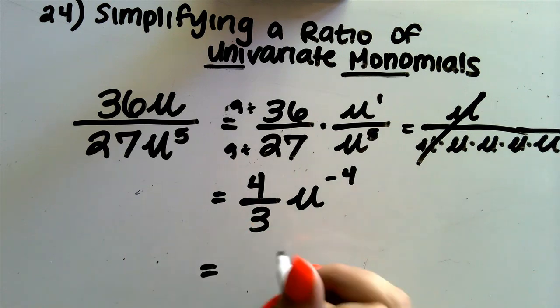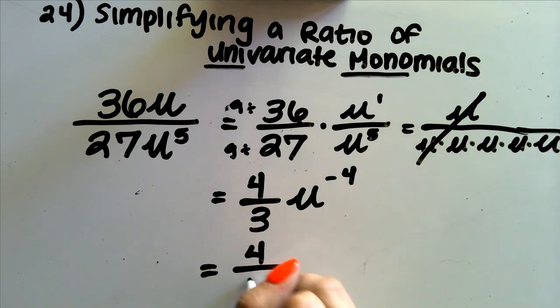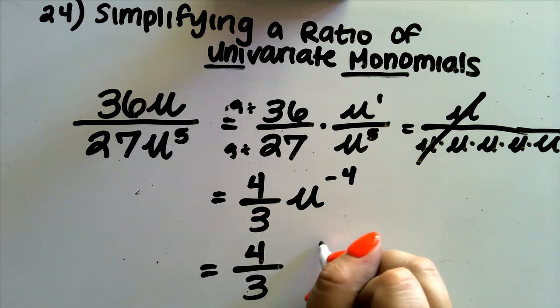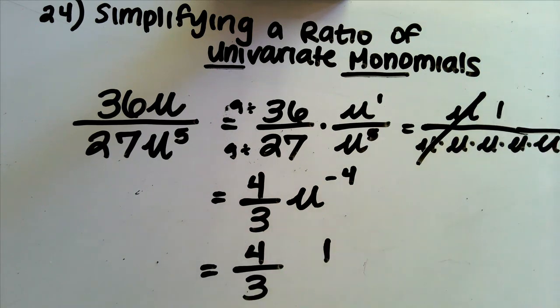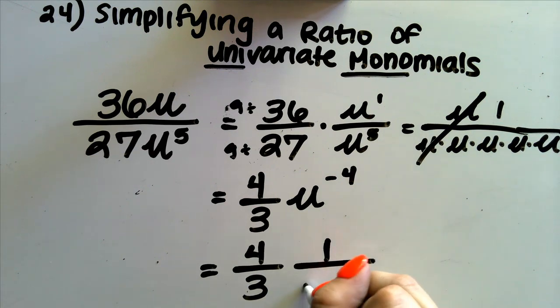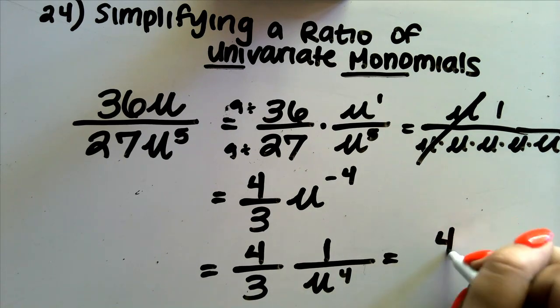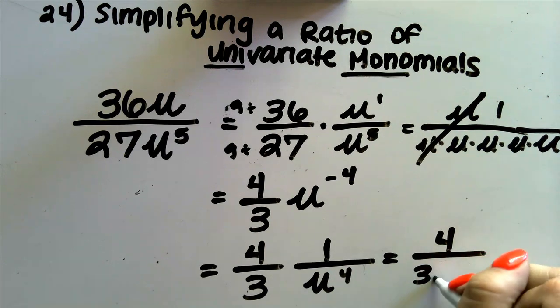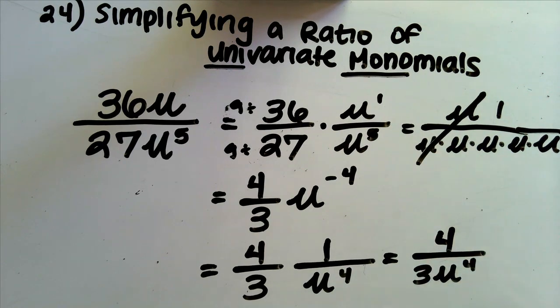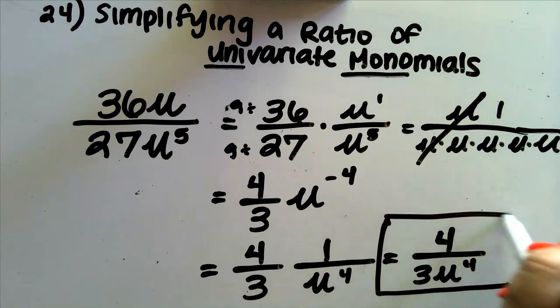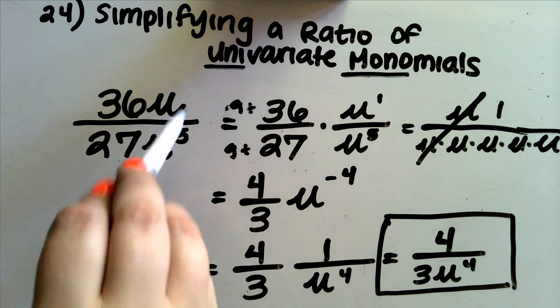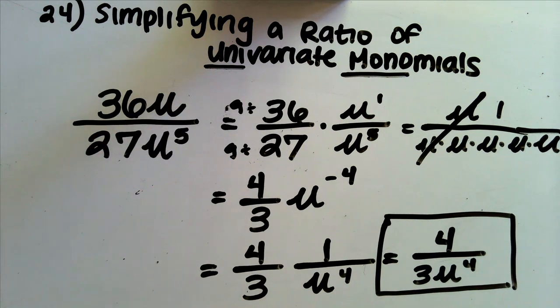So I'm going to rewrite this as 4 over 3 times 1. Remember, there's only a single 1, that coefficient of 1 left over in the numerator, over u to the fourth power. And if we combine all of this together, we end up with 4 over 3u to the fourth power. That is our final answer written in the proper format. We simplified this ratio down to its smallest form.